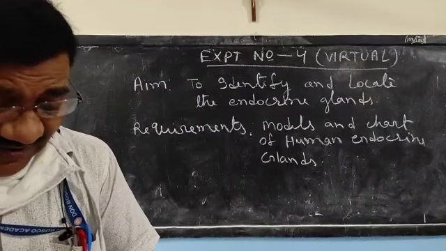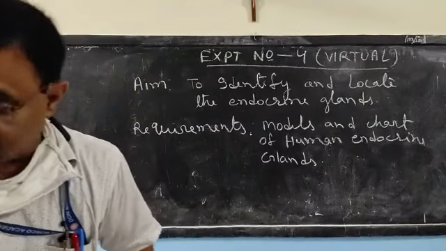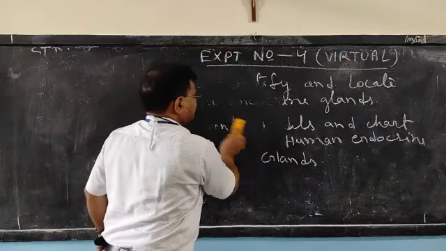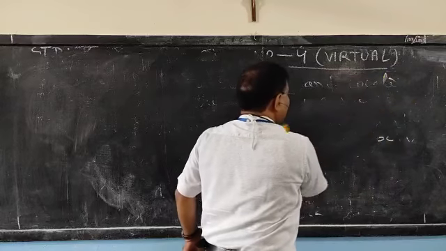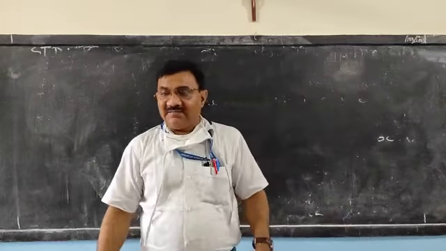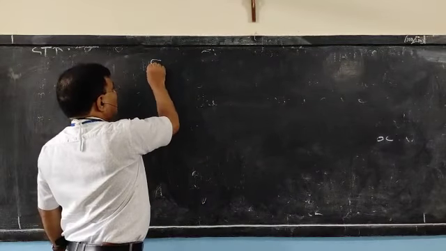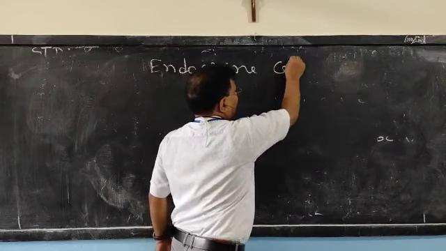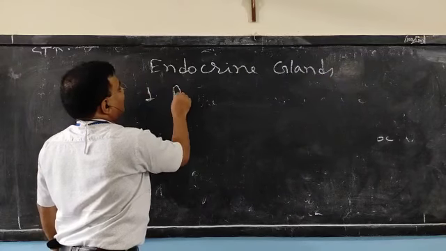So dear children, what things do we have to study? We have to study about the endocrine glands. In practical, we have to show practically by model or chart 4 endocrine glands, and those 4 endocrine glands which are included in our syllabus are: number 1, the adrenal gland.